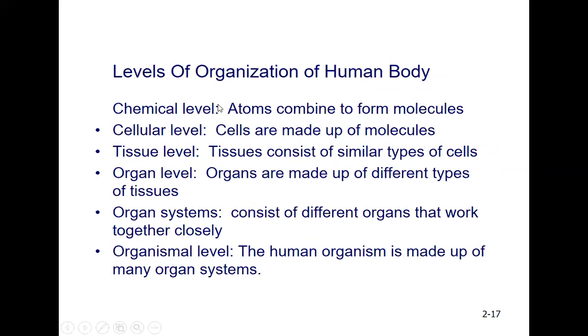So first the chemical level, atoms; then the cellular level, where many atoms come together to form cells. Many cells come together to form the tissue level. Then the organ level, when many tissues come together. When many organs come together, it comes to the organ system. When many organ systems come together, it forms the organism level. That is, the human body is formed with many organ systems. So this is how the human body is formed, briefly.